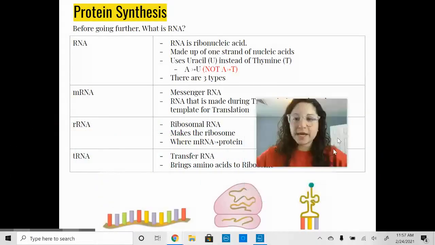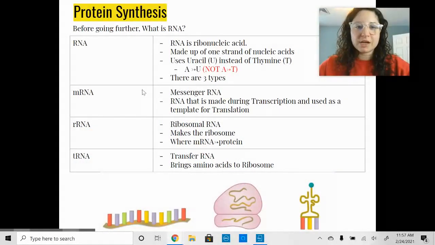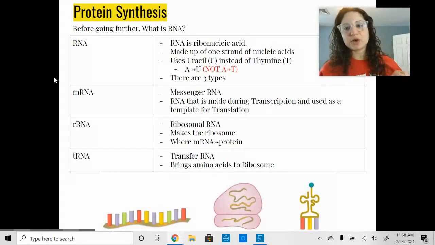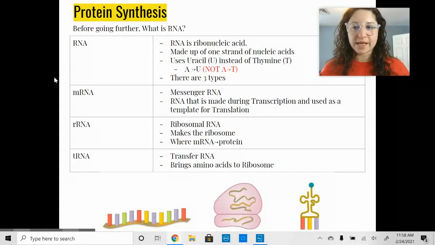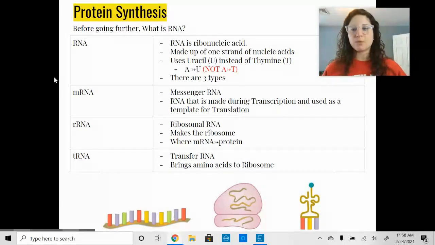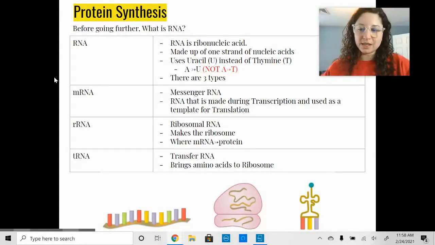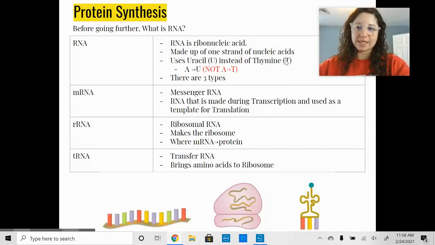Before we get into the actual process, we have to talk about what the molecule RNA actually is. RNA is very similar to DNA. DNA stands for deoxyribonucleic acid. RNA stands for ribonucleic acid. So they're very similar molecules. The difference is RNA is single-stranded. Remember, DNA is double-stranded. Because RNA is single-stranded, to make it a more stable molecule, we have to use the nitrogenous base uracil, which we write with a U, instead of thymine, which we write with a T.